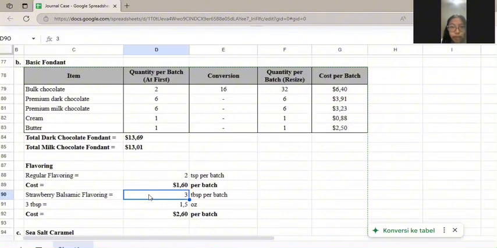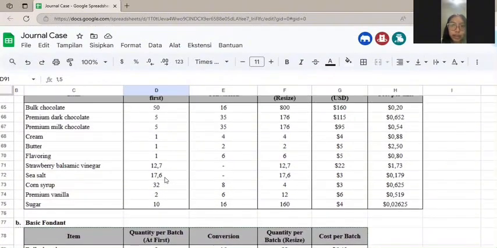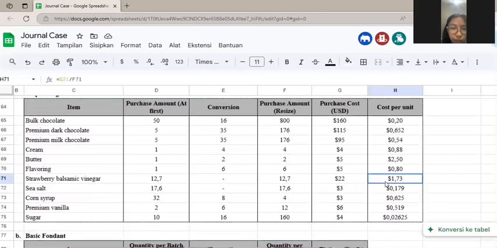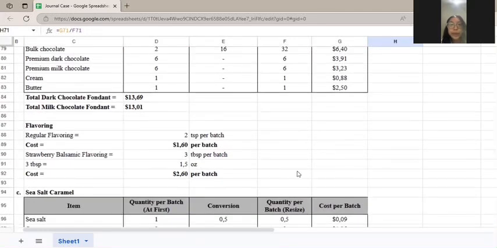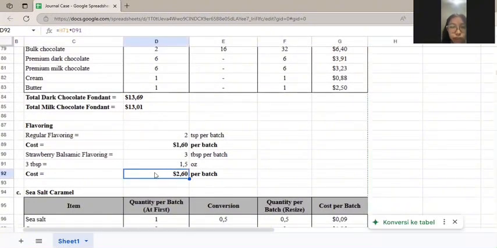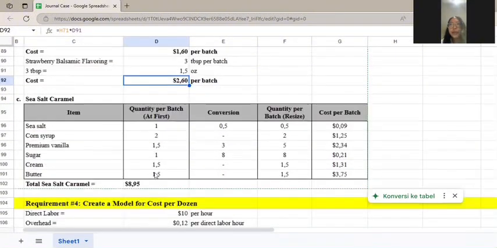We multiply it with 1.5, with the cost of strawberry balsamic flavoring in table A. Could you please scroll up again? Strawberry balsamic vinegar is H71. Okay. So the result we can see is $2.60. And we move on to table C.